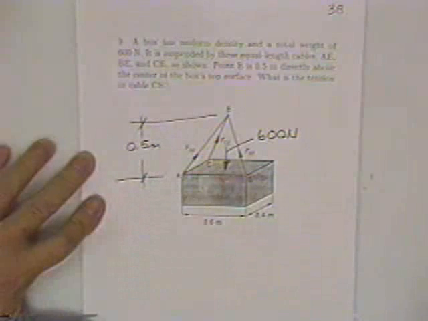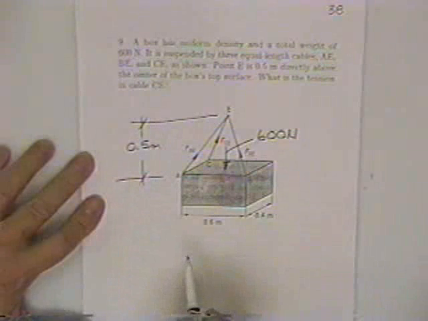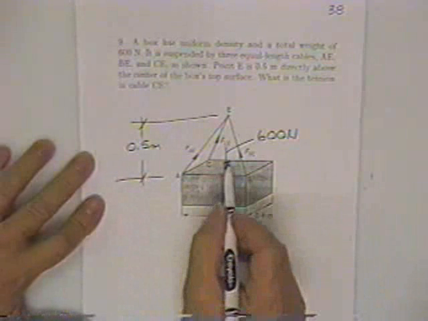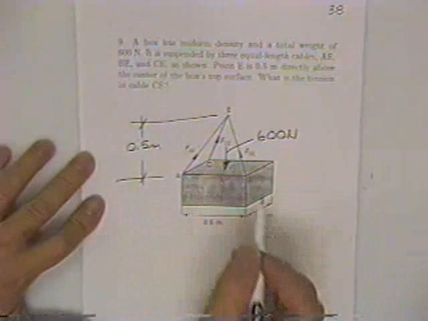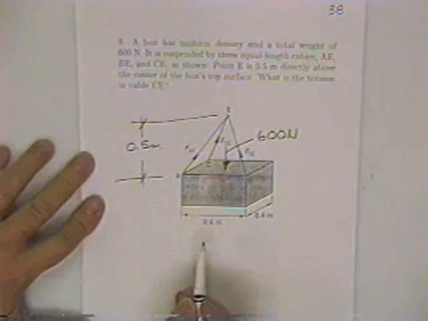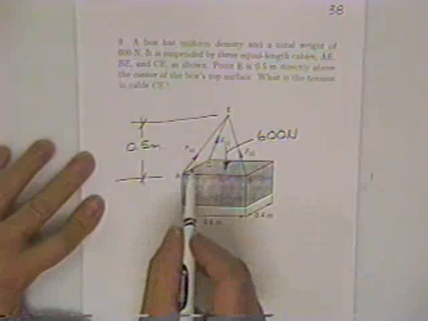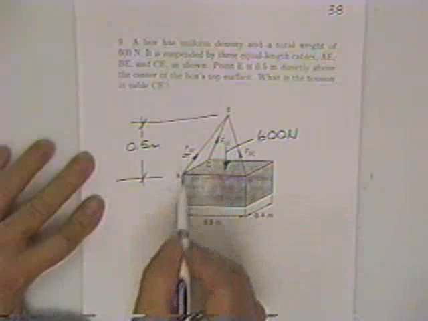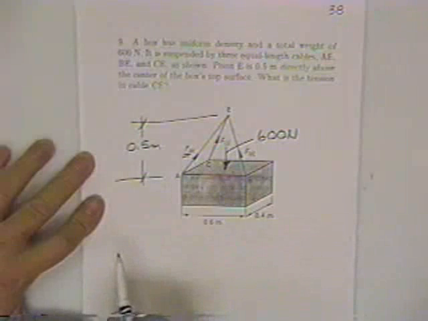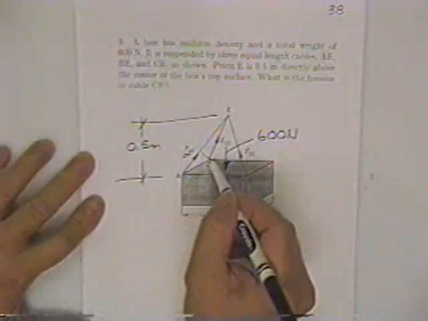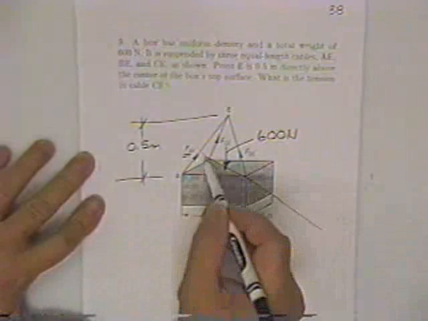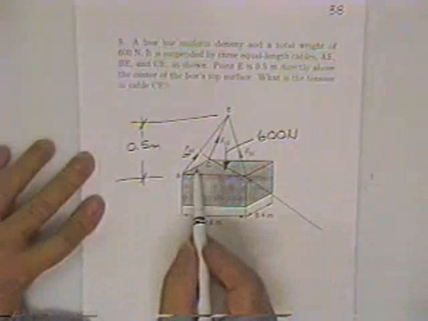And you really need to watch out for things like this. It's not that they're trying to trick you, they're just trying to make sure you really understand what's going on. If this force right here had any value at all, summing moments about this line wouldn't be zero.